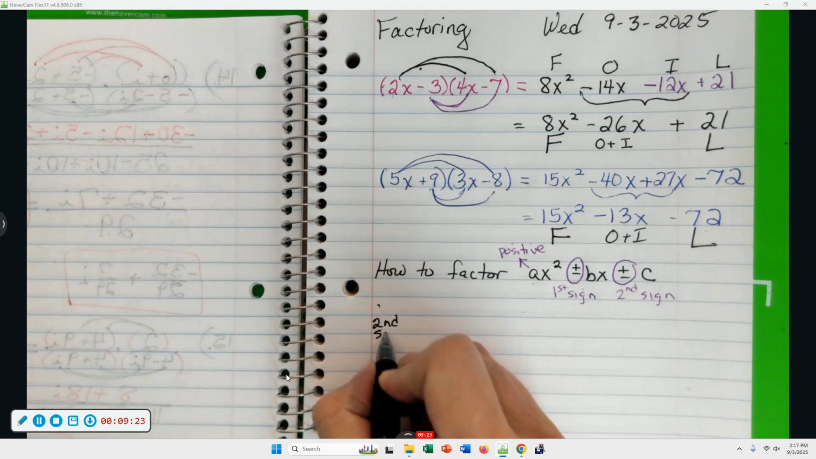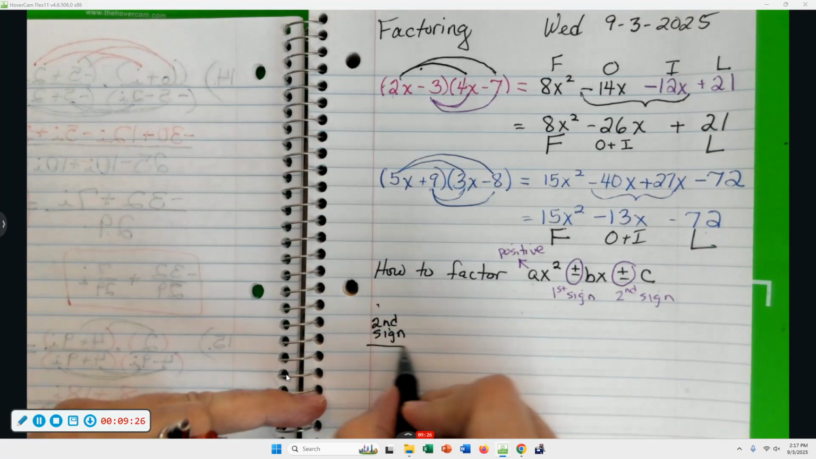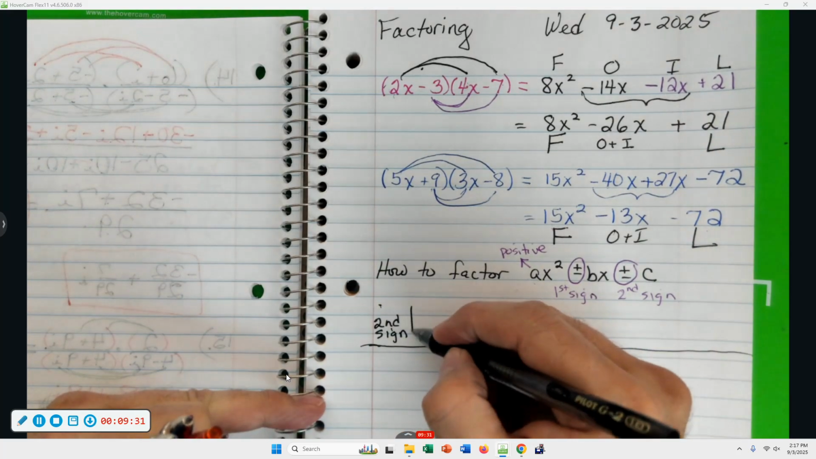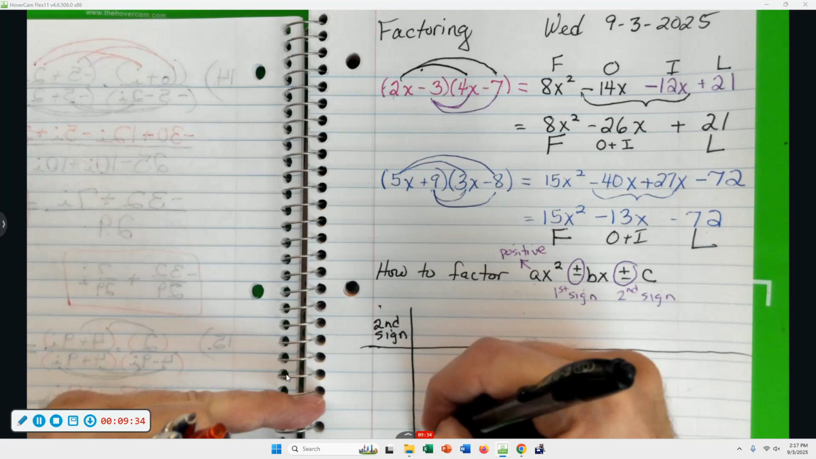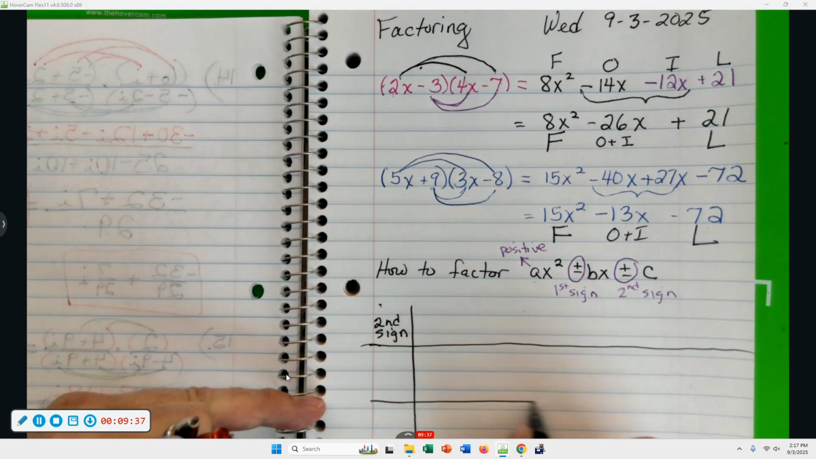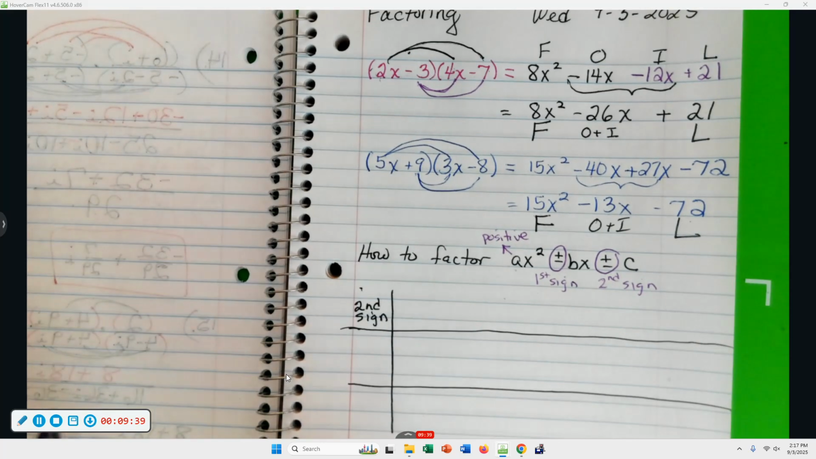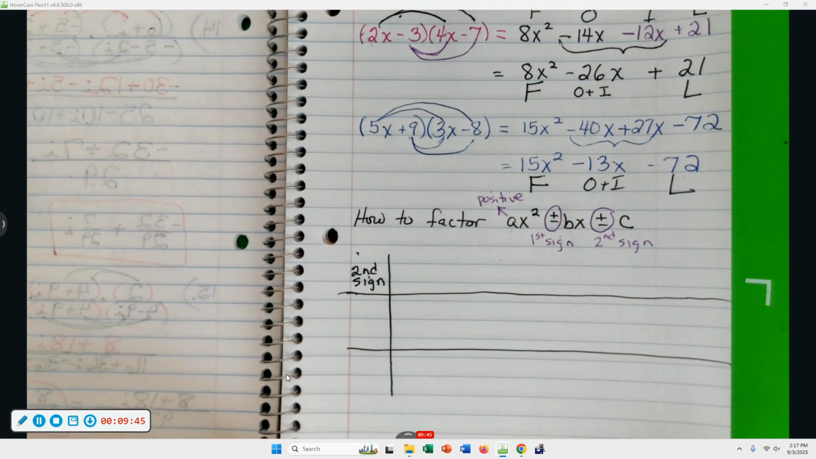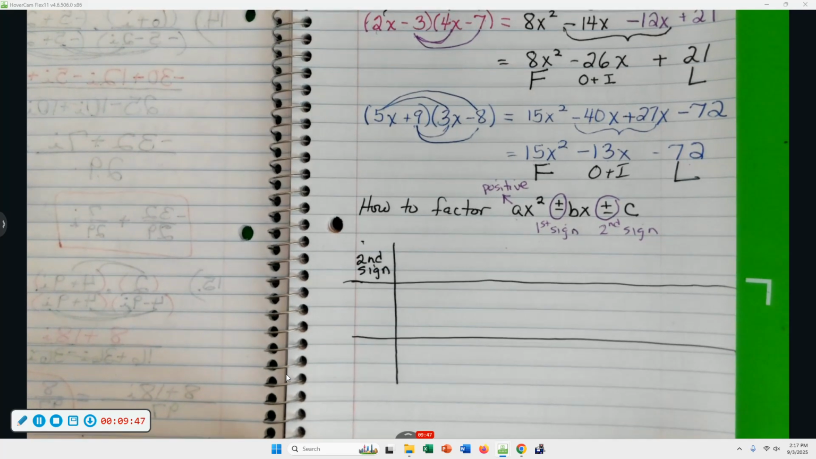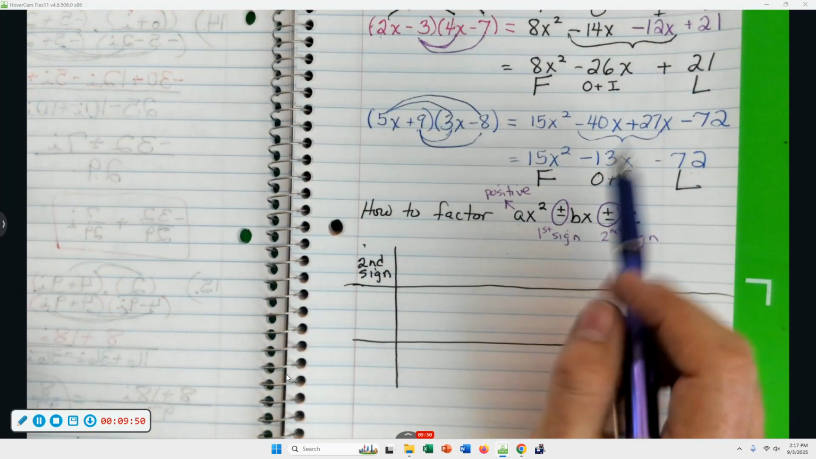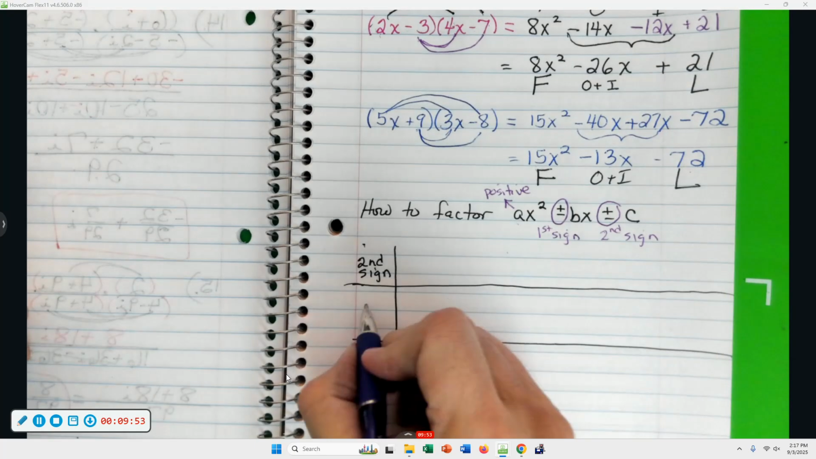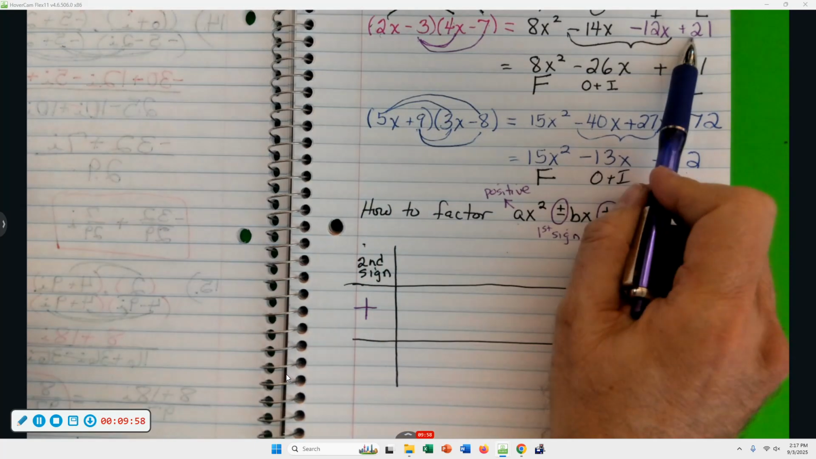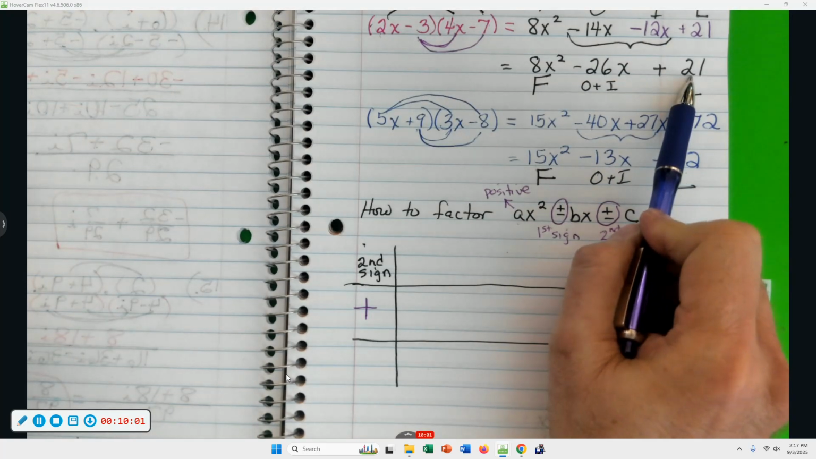The second sign, 4 columns. Okay, so second sign. If the second sign is a plus, look over here. We had a positive 21 as our last term.